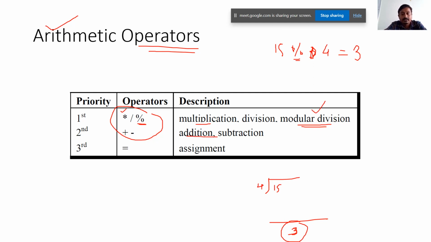Then we have addition and subtraction. Now this plus and minus performs 2 operations. They are binary addition and subtraction, and we have unary versions also. For example, if you have an expression like a equals minus 5 plus 2, now this minus is a unary minus.